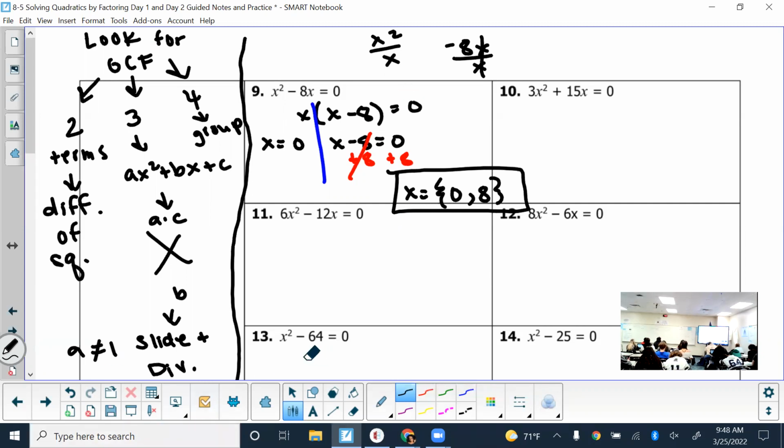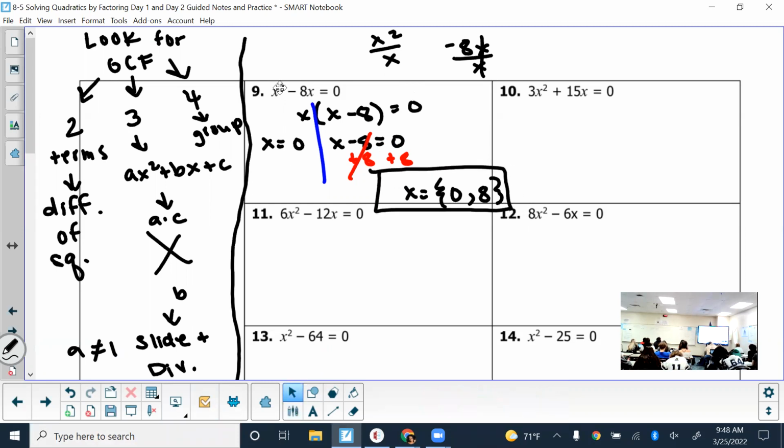Let's do 10 together, and then I'll give you one to try, just because I had to stop and explain a lot in number 9. First thing, you make sure it's equal to 0, and it is. Then we factor the other side, which uses these steps for factoring. Look for a GCF first. Is there one? What is it?